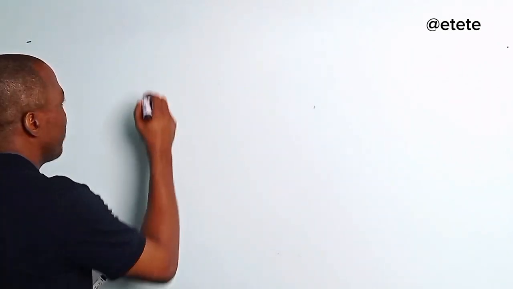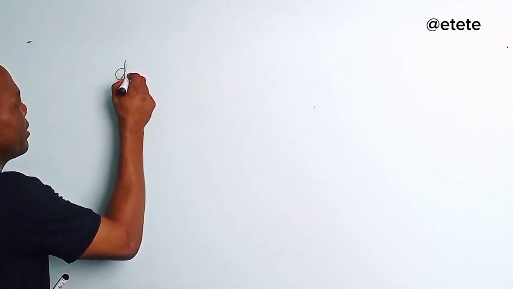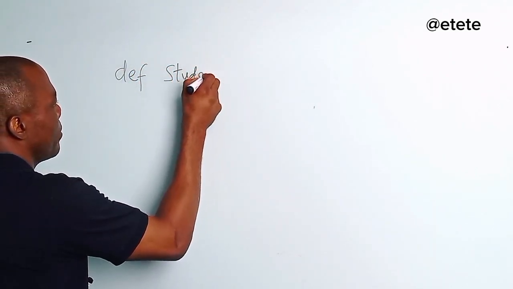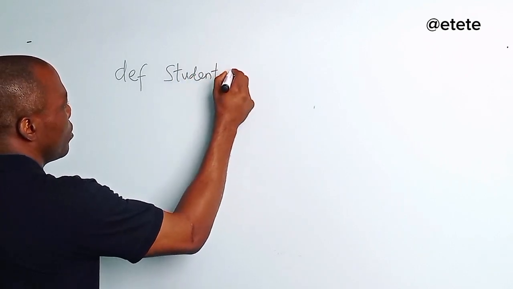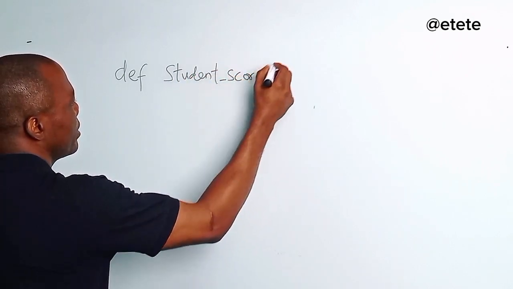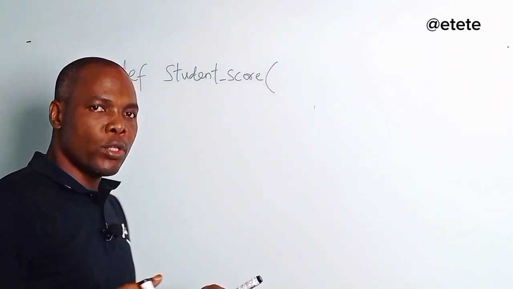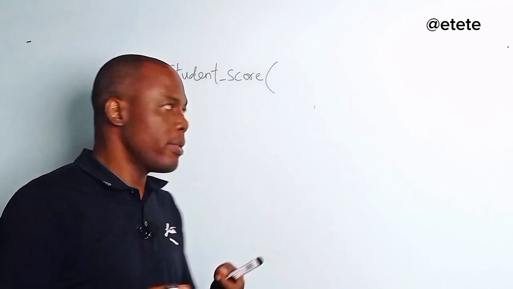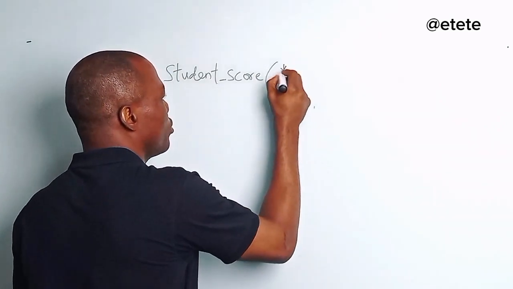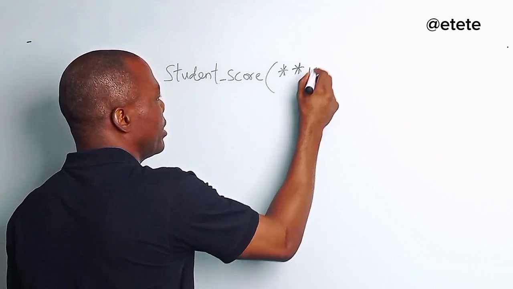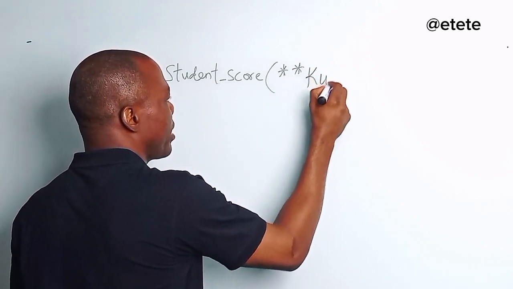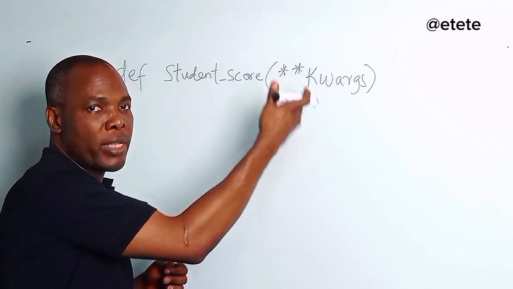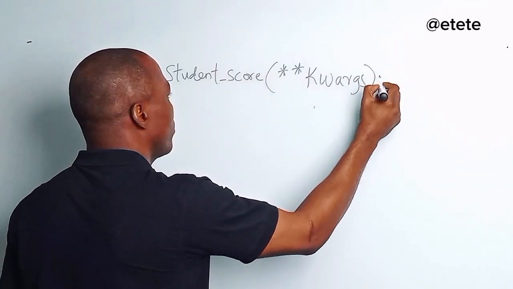Okay, so let's define our function. Define using the def keyword, student_score. That is the function name. Now, inside the function, the structure you are going to use to hold your data is a dictionary data type. So in this place, you're going to use double asterisk, and then just give it the variable name, quack. This is just a convention, so you can put any name there. Then you put your colon here.